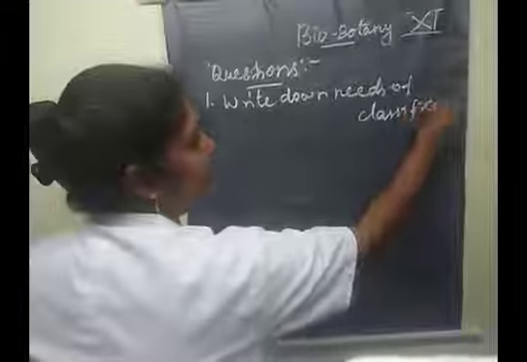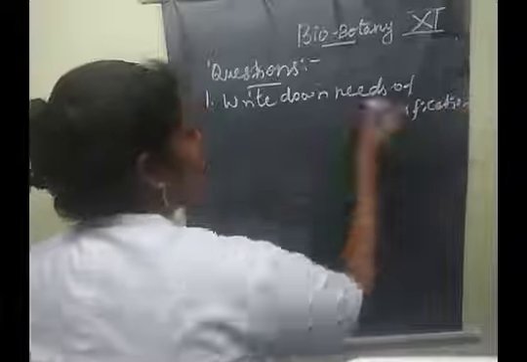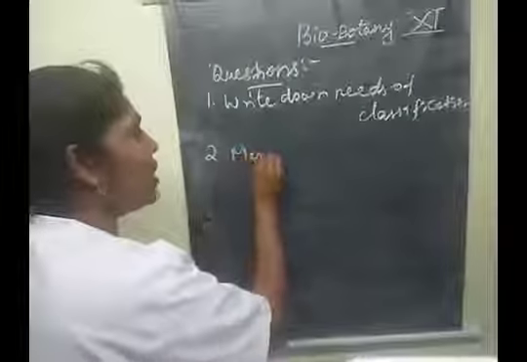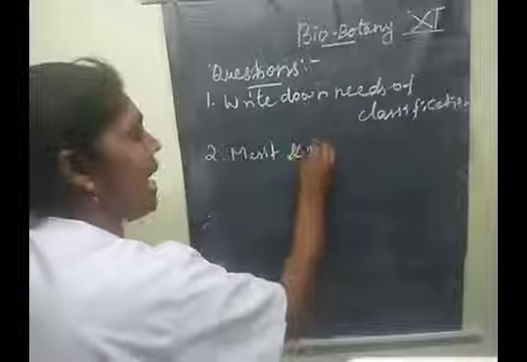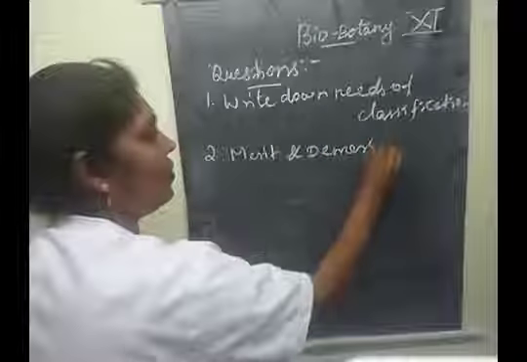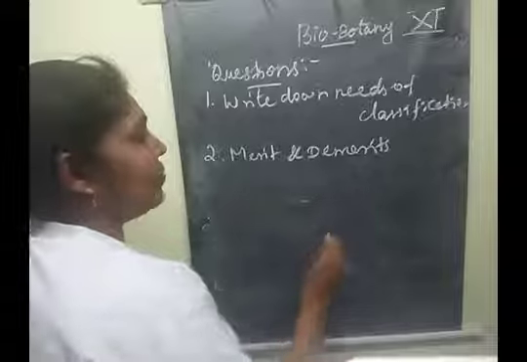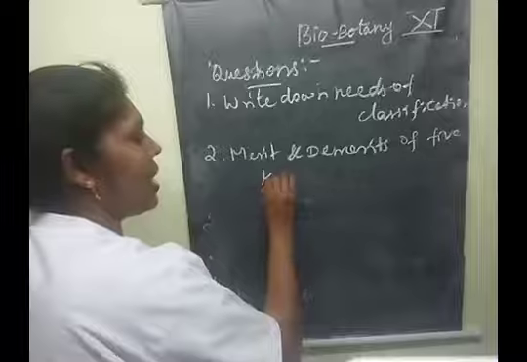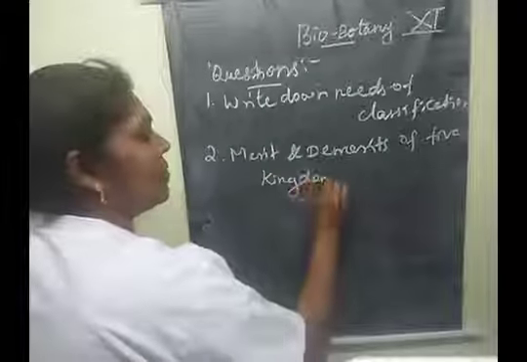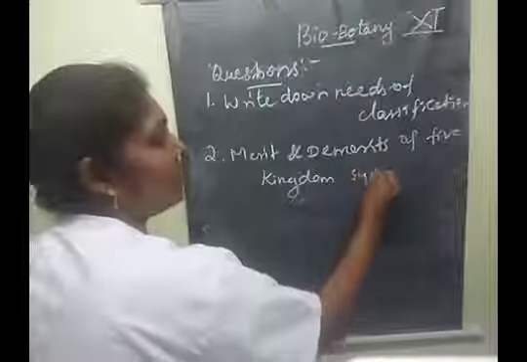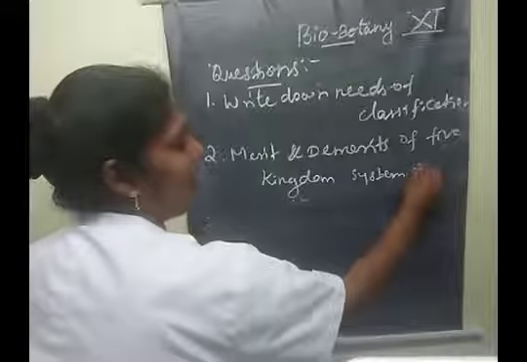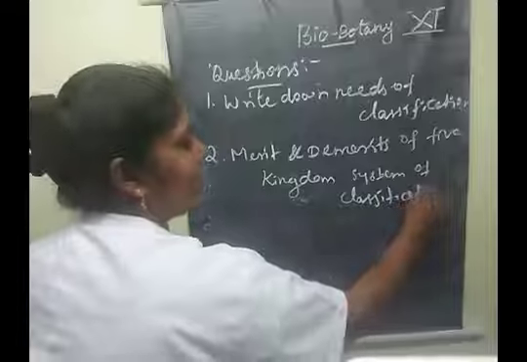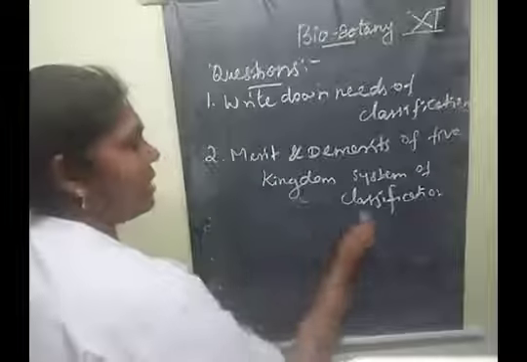This is a very important three mark question, children. The next one is merits and demerits of the five kingdom system of classification. Clear?